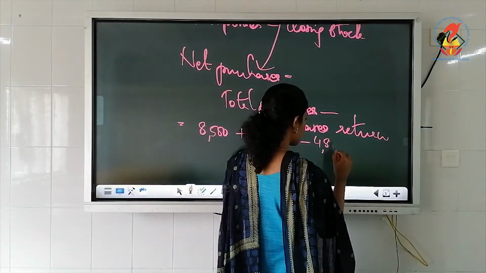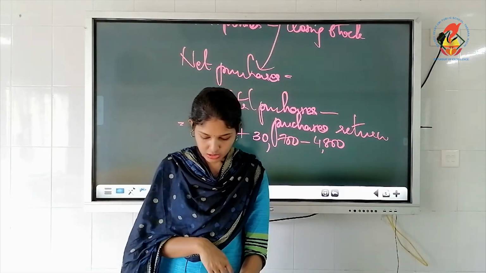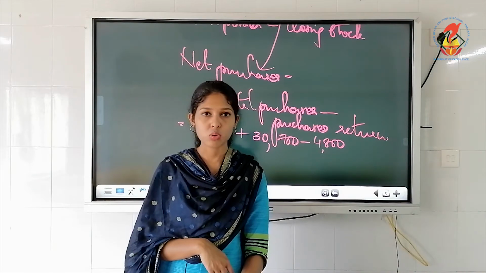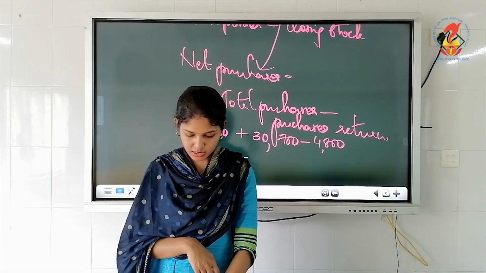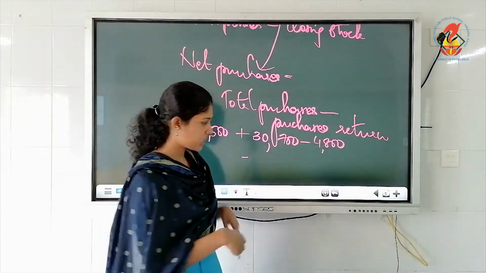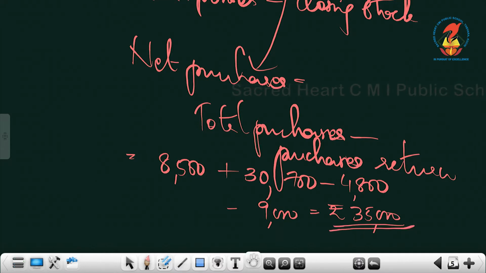Sometimes they will give some items and you will have to choose from them. Can indirect expenses be taken? No, it is only the direct expenses which you have to add. Then less closing stock, that is 9,000. You just compute the figure and you will get the amount of rupees 35,000. That's all. So we just applied the formula.